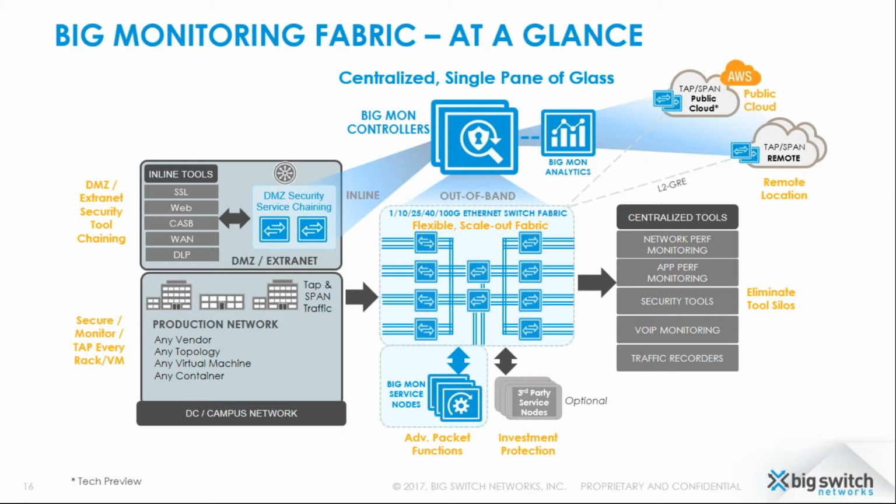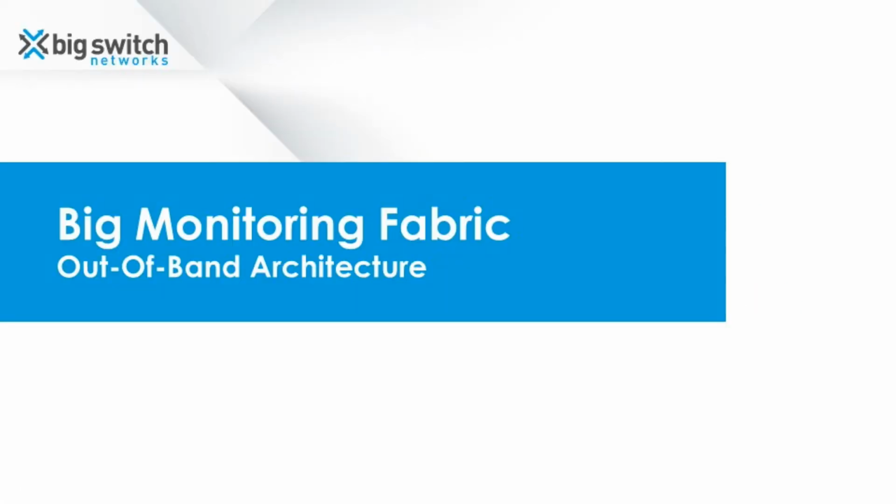Being able to selectively steer that traffic to different services is a huge pain point for some customers, but we can solve that using our solution. And then, of course, in the upper right, we can also tap or span remote locations, as well as the public cloud very shortly. So now, let's summarize each of these components, just so you get a clear picture of how we build the actual fabric.